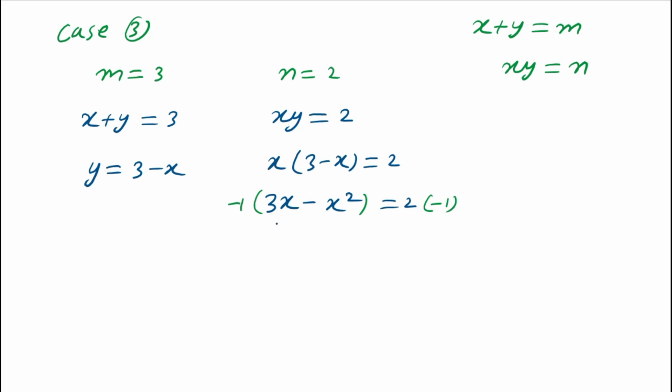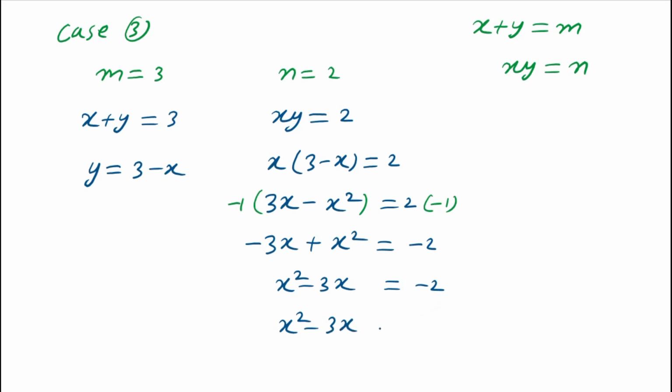In right hand side, this negative 1 is multiplied by 3x, then you will get minus 3x, and this minus 1 is multiplied by minus x square, then you will get plus x square, and 2 is multiplied by minus 1, then you will get minus 2. In left hand side, this expression is x square minus 3x, and this is equals to minus 2. If we take this minus 2 to the left hand side, then this is plus 2 and this is equals to 0.